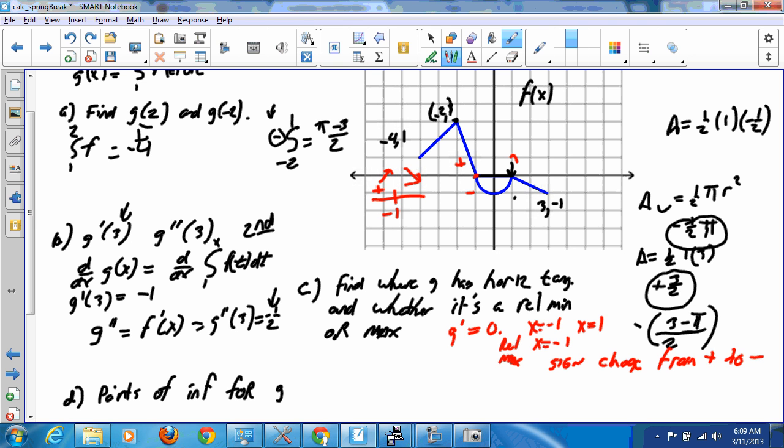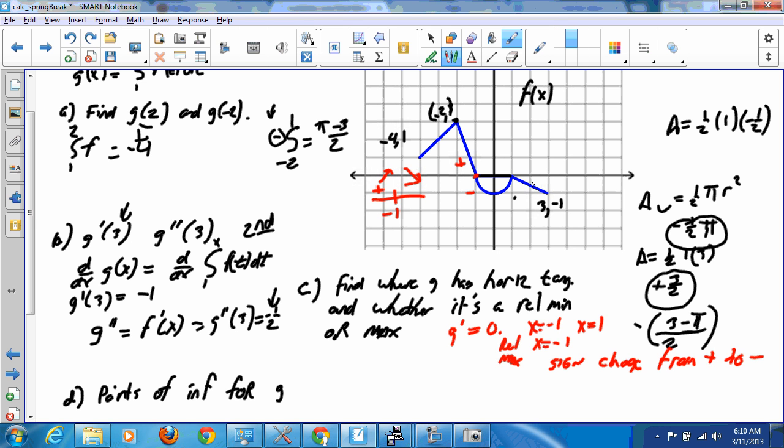Okay? Well, let's go take a look at the other side. At x equals 1, it's negative over here, and then it reaches 0, but then it turns negative again. So, because it never changes signs, it's not a relative minimum or a relative max. So, that's the only thing we have to say about that one.